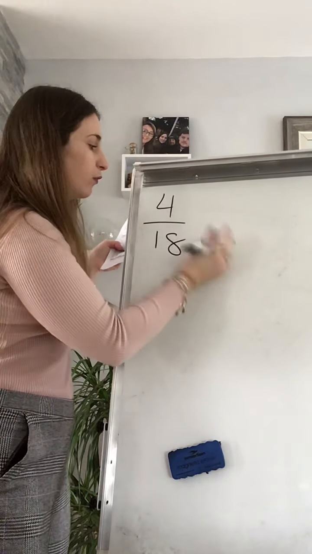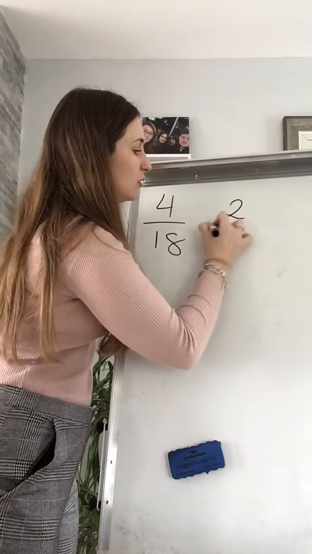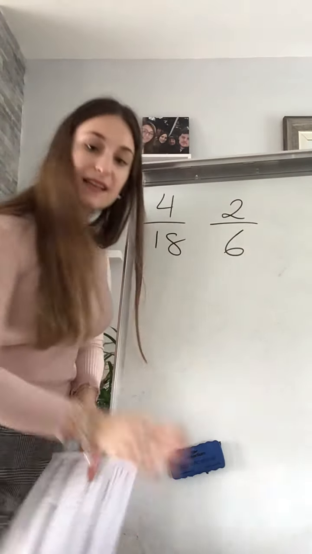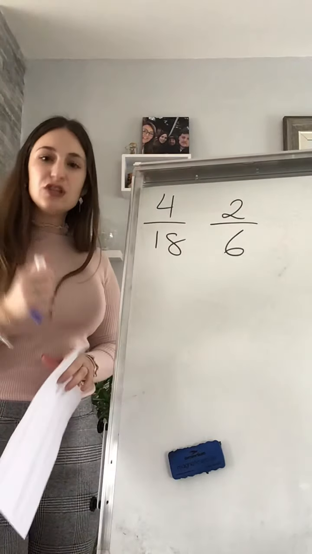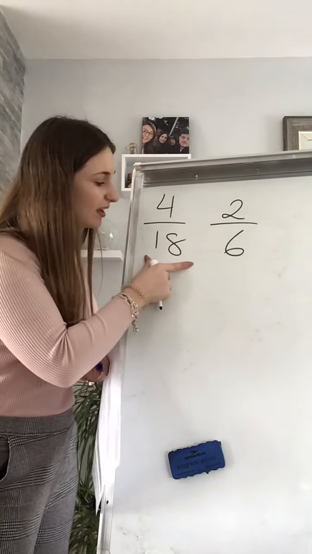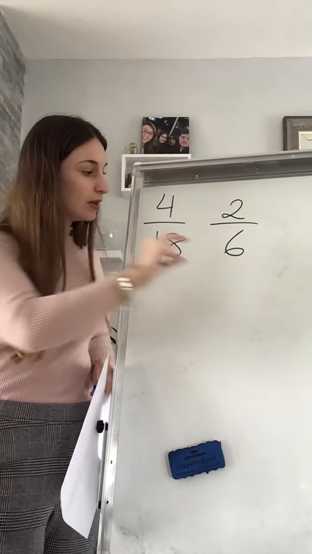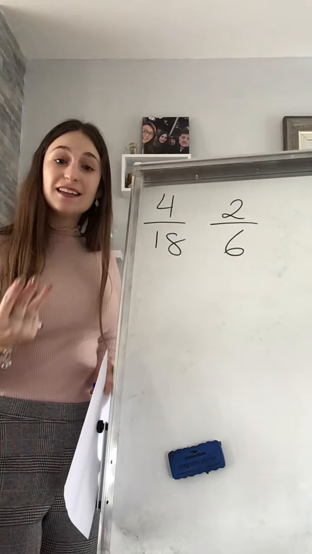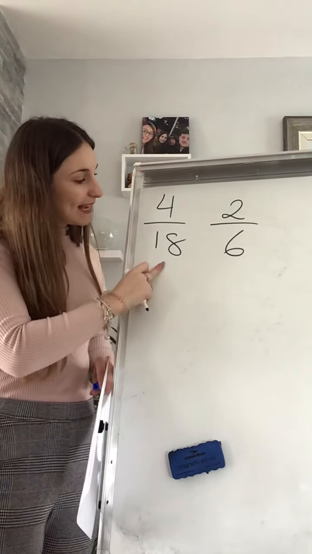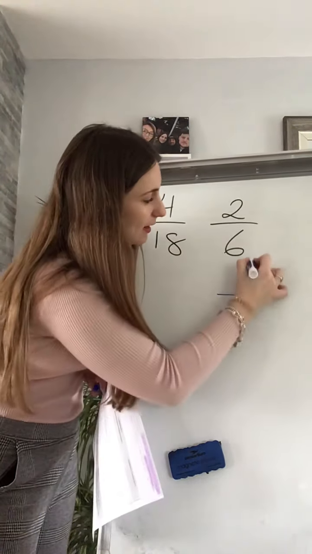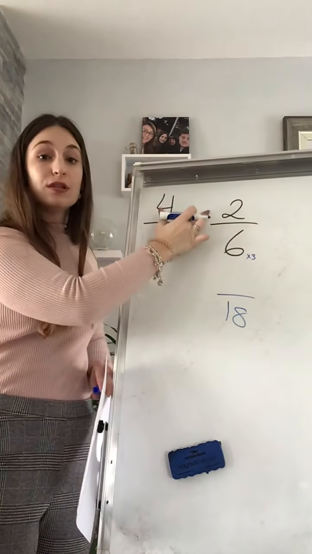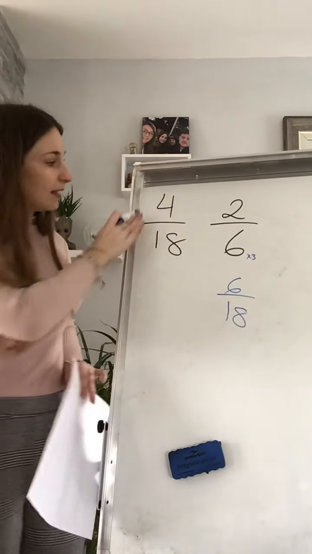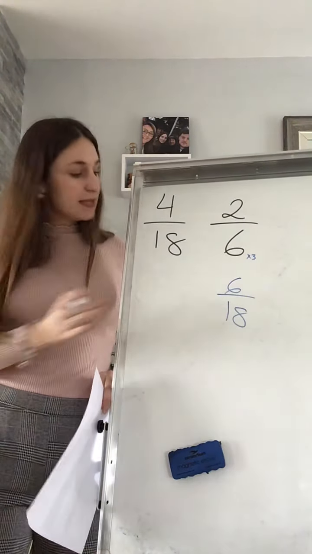I'm going to do 4/18 and 2/6, and let's do it together then. What I said is, if I have a different denominator, I need to make it the same before comparing. So I have 18 and 6. I'm going to look at my smallest, 6. Is 18 on my 6 times table? It is. Well done. 6 times 3 makes 18, and I timed it by 3, didn't I? So I need to do the same to my top. 2 times 3 is 6. So look at that. I have 4/18 and 6/18.